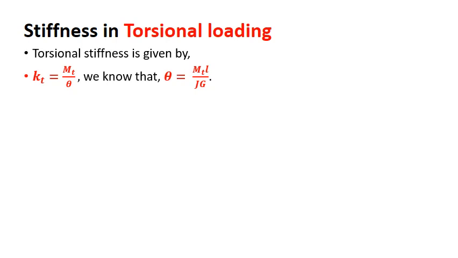Similarly, for the case of torsional loading, it is the amount of twisting moment needed to produce unit angle of deflection. That is K suffix T, T indicates torsional loading, Mt by theta. And from the torsional equation, we know that theta is equal to MtL by JG, where Mt is the twisting moment, L is the length of the shaft, J is the polar moment of inertia, and G is the shear modulus or rigidity modulus. Now you recast this equation as Mt by theta to get Kt, that is GJ by L.